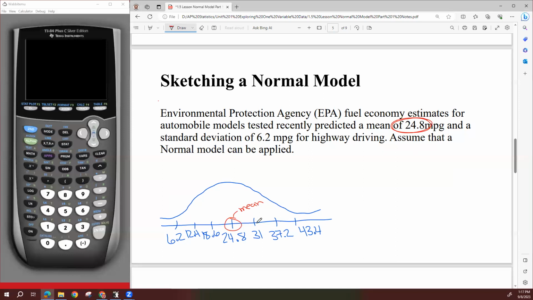And then I added 3 standard deviations to my mean, and I subtracted 3 standard deviations from my mean. So to get from 24.8 to 31, I added 6.2, and then 6.2 more, and then 6.2 more. From 24.8, I subtracted 6.2 3 times to get these 6 values that represent 1, 2, and 3 standard deviations above and below the mean. And so therefore, quickly, between these two values, 68% of our automobiles would fall between those two values on their fuel economy.